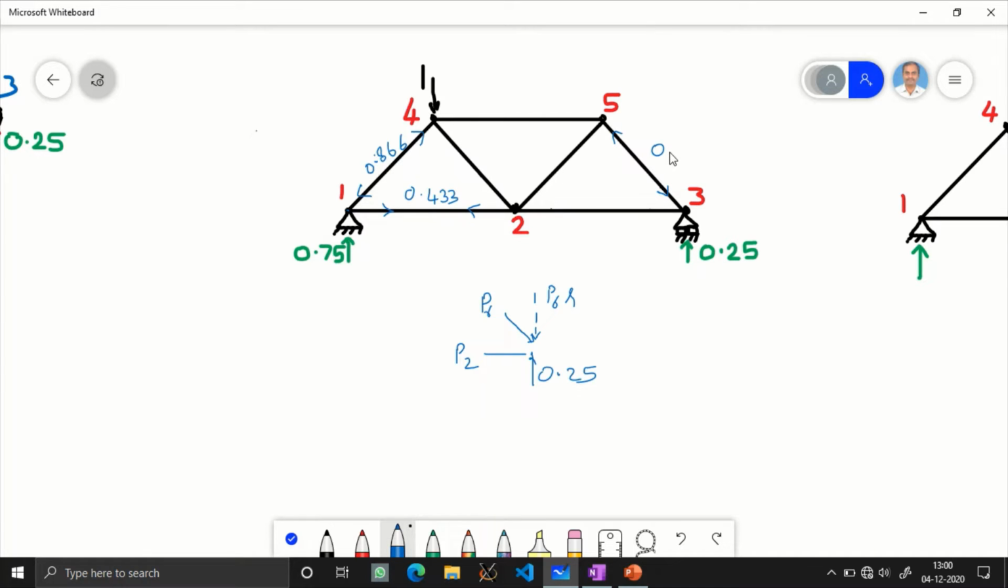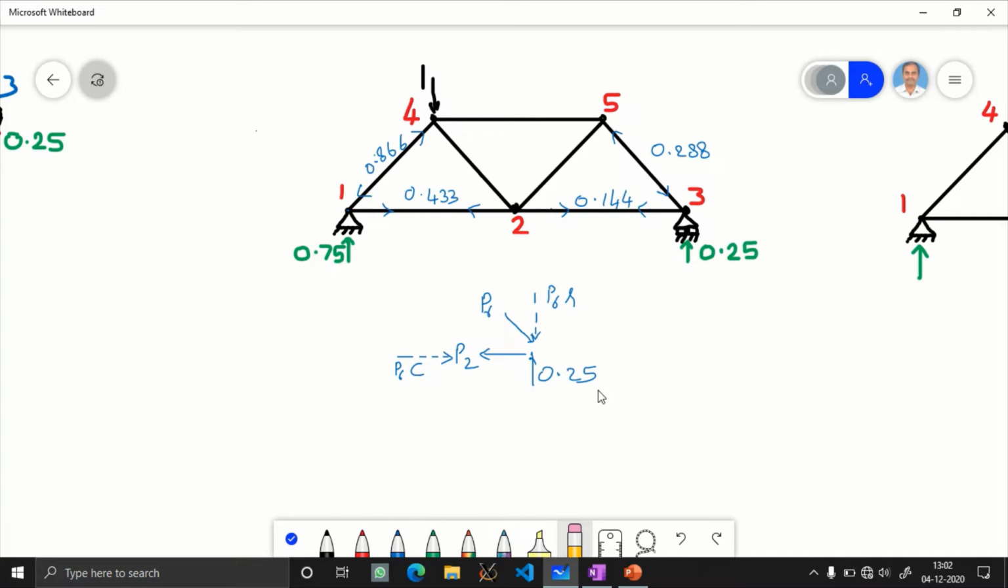The value is 0.288, and the horizontal component of P6 is acting towards the right. So the only other horizontal force is P2. This is supposed to act towards the left, and P2 is equal to P6 cos 60 degrees. The value of P6 is 0.288. 0.288 times cos 60 degrees is 0.144. So P2 is 0.144, and it is acting away from the joint.